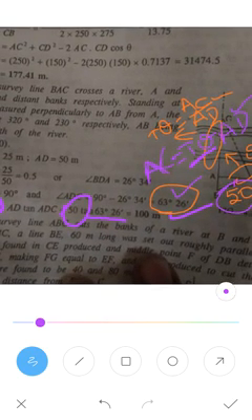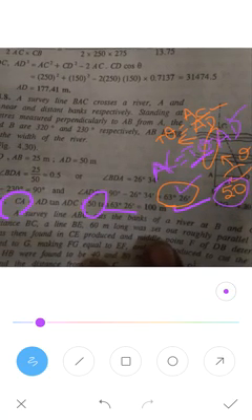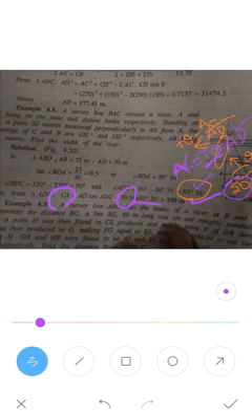So this is how you have to solve the problem. I will send the snaps to the WhatsApp group and the Google Classroom. Use this and solve the problem. This is another very, very important problem for the examination.